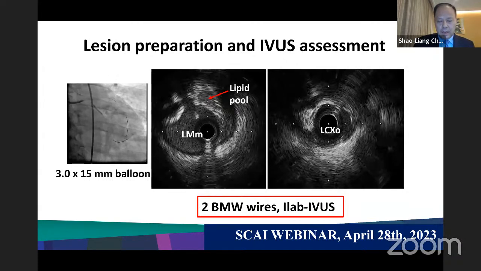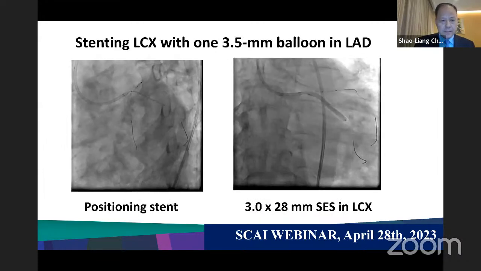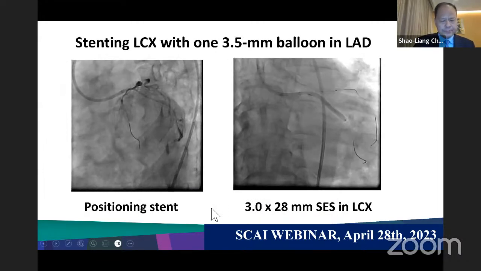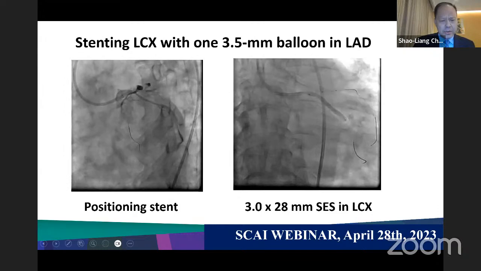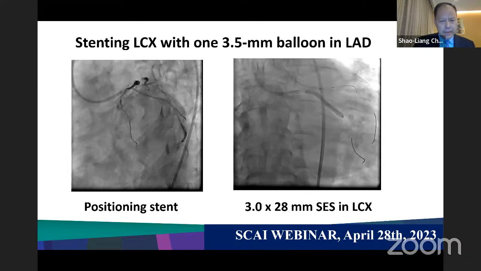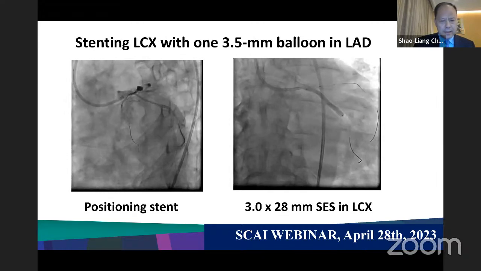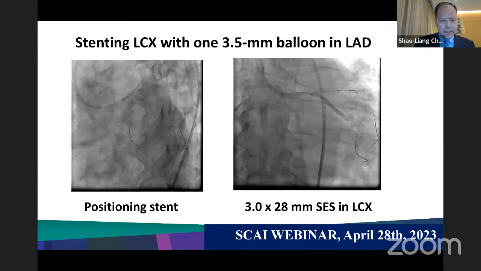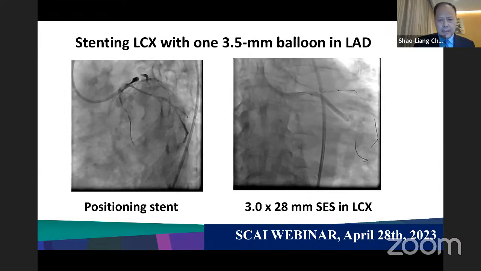But from the LAD to the left main ostium, you can see a very critical stenosis and also a very long lesion length. So we go through the technique to wire the LAD and LCX with BMW wires. From the spider view, we can precisely calculate the lesion length. So finally, we use a long stent in the LAD.